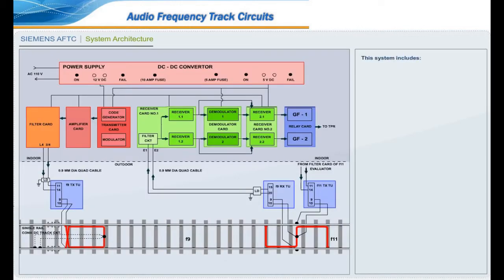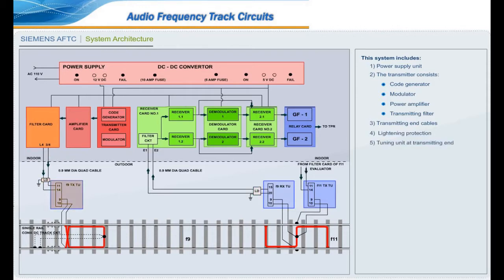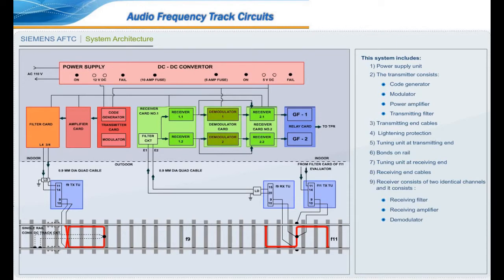This system includes a power supply unit. The transmitter consists of a code generator, modulator, power amplifier, transmitting filter, transmitting end cables, lightning protection, tuning unit at transmitting end, bonds on rail, tuning unit at receiving end, and cables. The receiver consists of two identical channels, and it consists of a receiving filter, receiving amplifier, demodulator, and operating train detector relay.